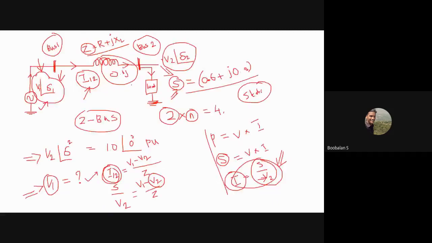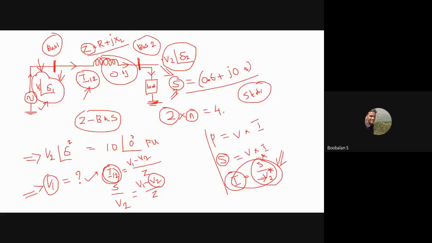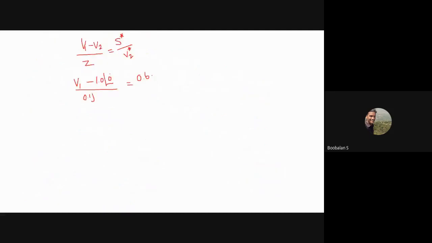S is the normal load, which will be 0.6 plus 0.3 J. So we need to take the complex conjugate. In the complex conjugate, the sign flips, so it will be 0.6 minus 0.3 J, divided by the V2 value.